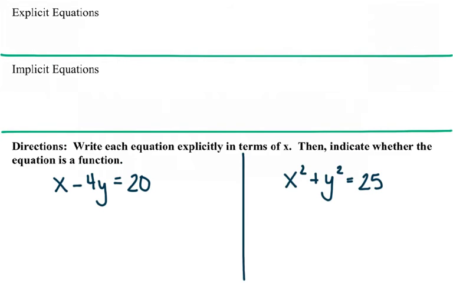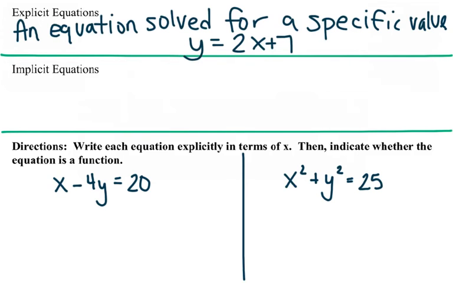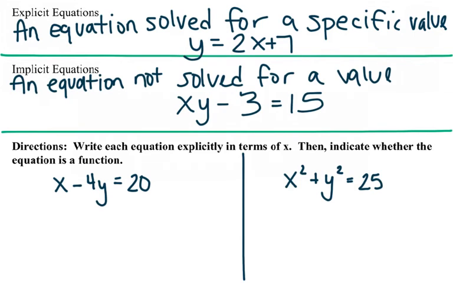Okay, so let's look at something called explicit and implicit equations. An explicit equation is an equation solved for a specific value. So notice this one, y is by itself. So that's an explicit equation. An implicit would be an equation not solved for a value. So x is not by itself, y is not by itself. That's an implicit equation.